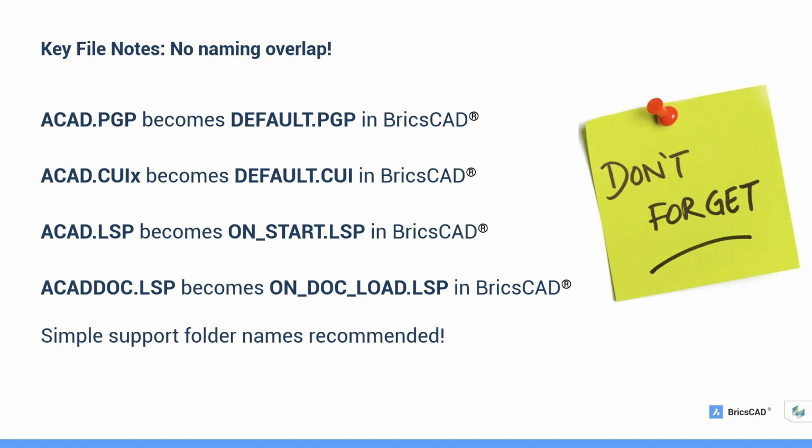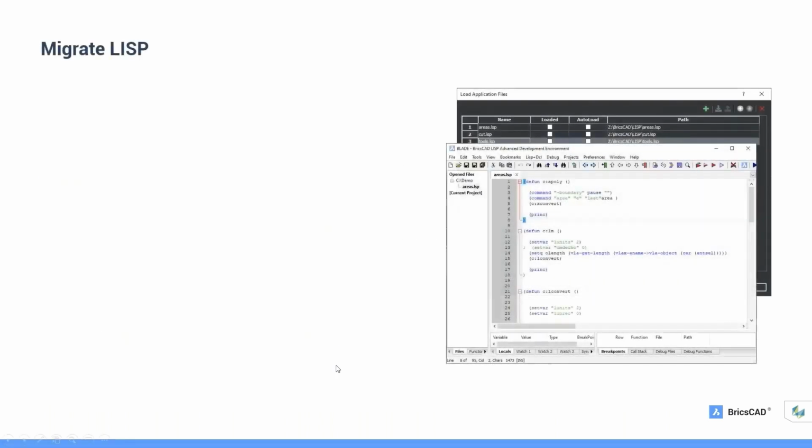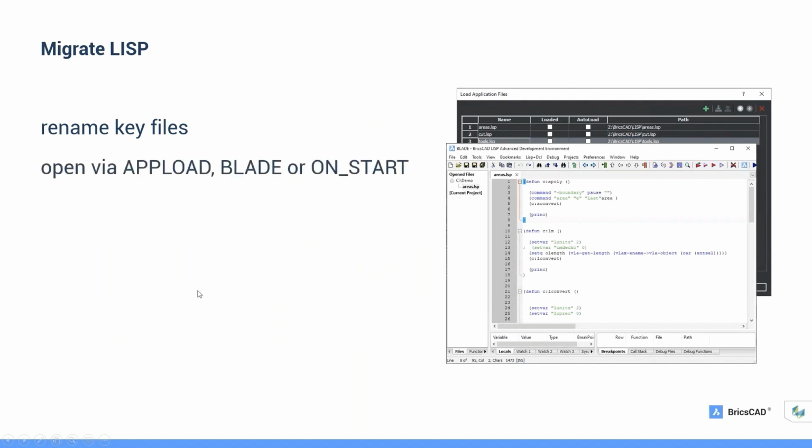And the ACAD LSP and ACAD doc LSP had a virus, kind of an interesting virus behavior several years back, where those files could be automatically replicated. By renaming away from that standard, we not only get no file collisions, but we sidestep that problem as well. So those are some of the reasons why we have a few default file names. When we migrate the LISP, we're going to have to do a rename. I want to show you how you can load and look and examine your code.